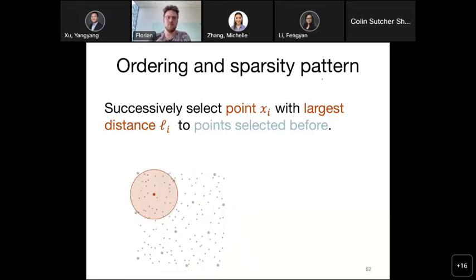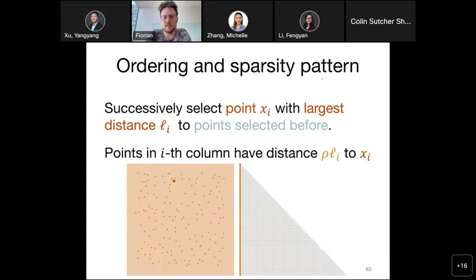And so we keep doing this, and we already observed that the length scale of the points is getting smaller and smaller as we have selected more and more points. And then we order the rows and columns in the order in which we have selected the corresponding points.